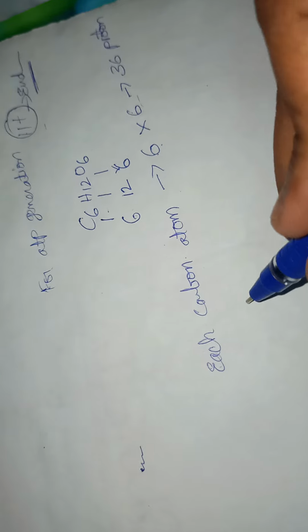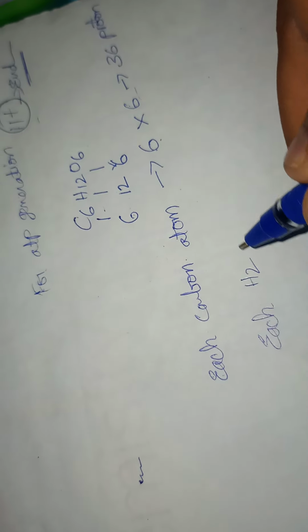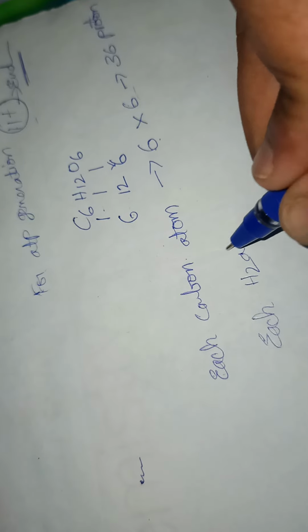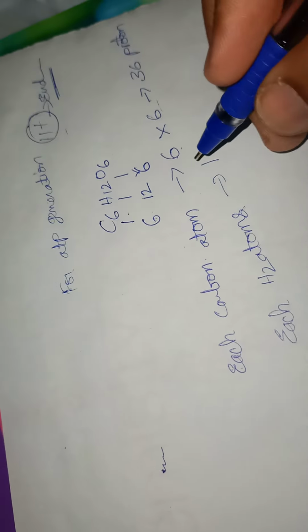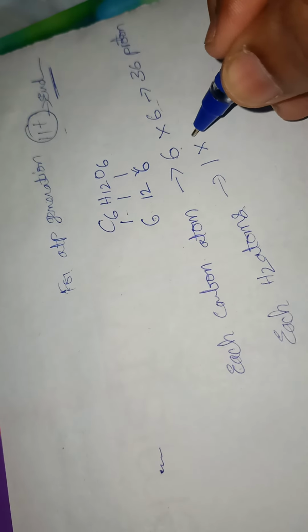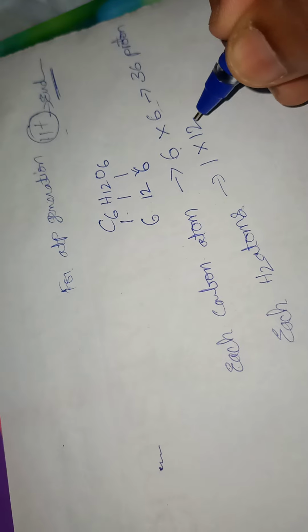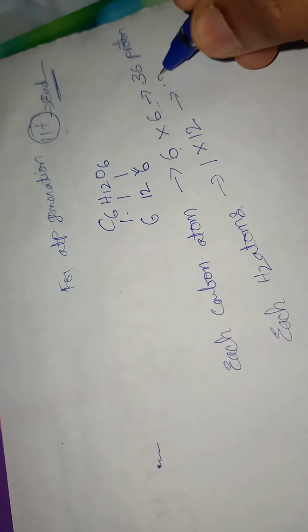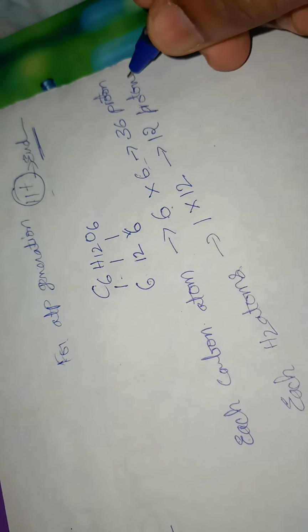And now come to the hydrogen. Each hydrogen atom consists of 1 proton, and in total 12 hydrogens are there in the glucose structure. So this 1 indicates the atomic number of hydrogen. So 1 into 12 is equal to 12 protons. 12 protons again. And now move on to the last atom, that is oxygen.